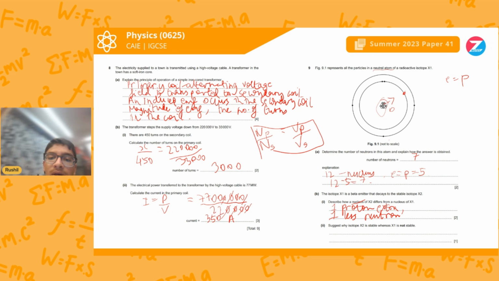Now, it asks why isotope X2 is stable whereas X1 is not stable. We can say that since X2 has fewer neutrons, its nucleus is less heavy, which is why it's more stable. So we can just write that X2 has less excess neutrons. The excess is not mandatory, but it just adds emphasis to the decay situation. So since it has fewer neutrons than X1, it's more stable.